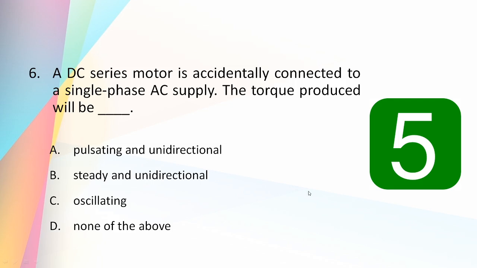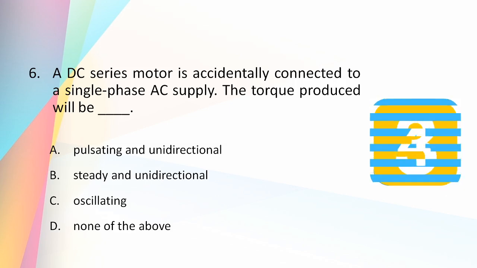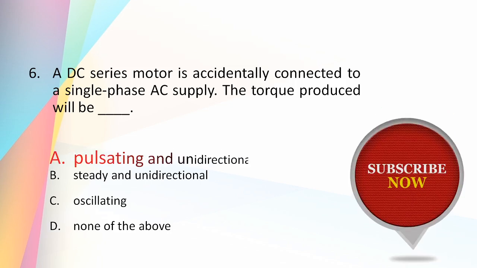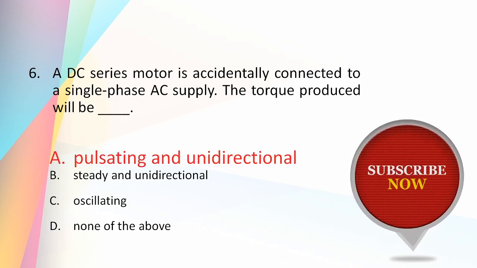A DC series motor is accidentally connected to a single phase AC supply. The torque produced will be: pulsating and unidirectional, steady and unidirectional, oscillating, none of the above. And here you go. And the answer is pulsating and unidirectional.